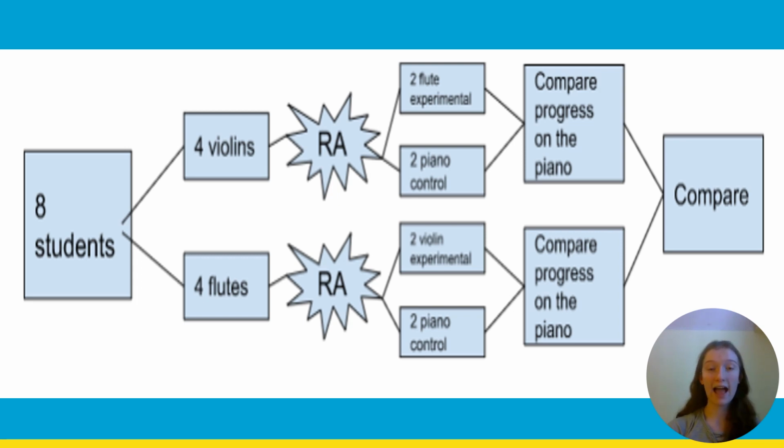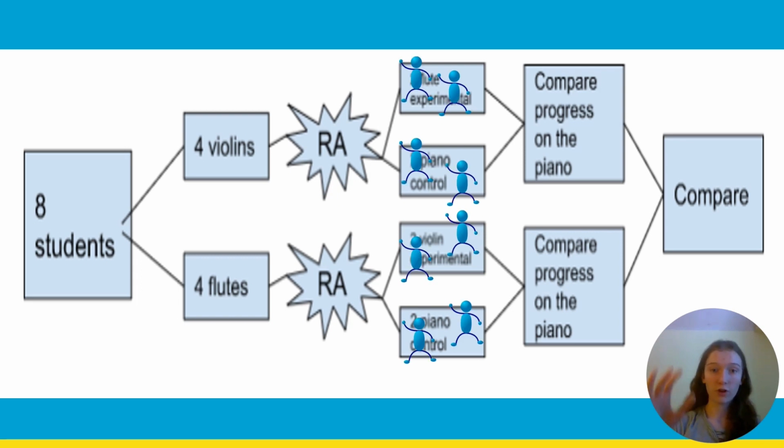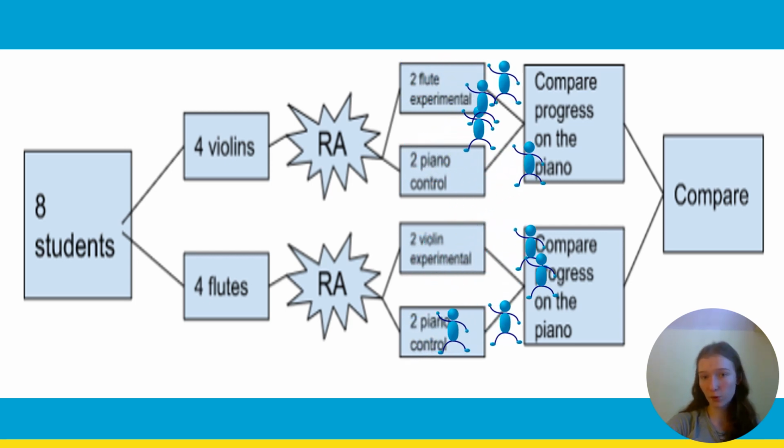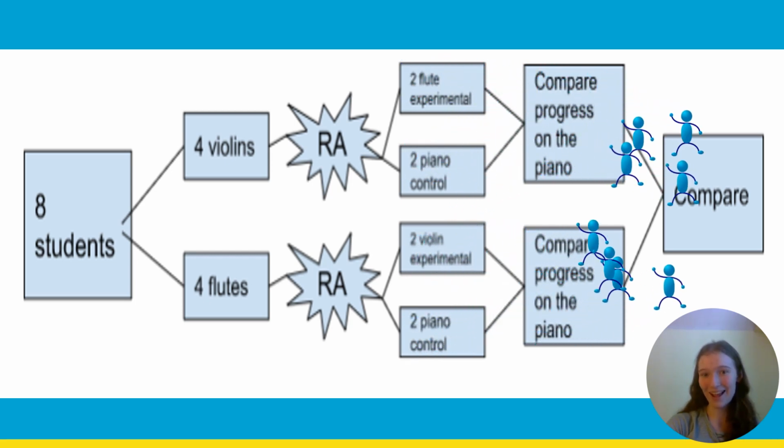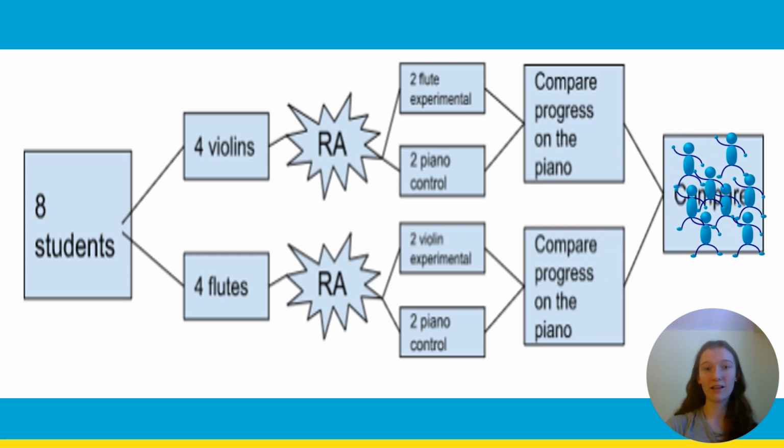Moving on, we have our experimental group and our control group. The experimental group consisting of the 2 flute and the 2 violin experimental, and the control consisting of the 2 piano and the 2 piano down here. Moving on, we will then compare their progress on the piano, and then compare them all together.